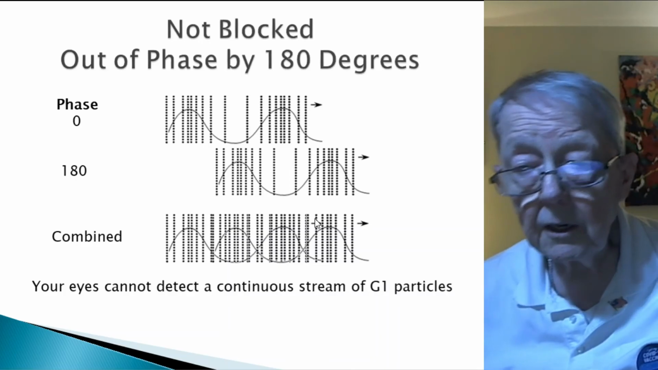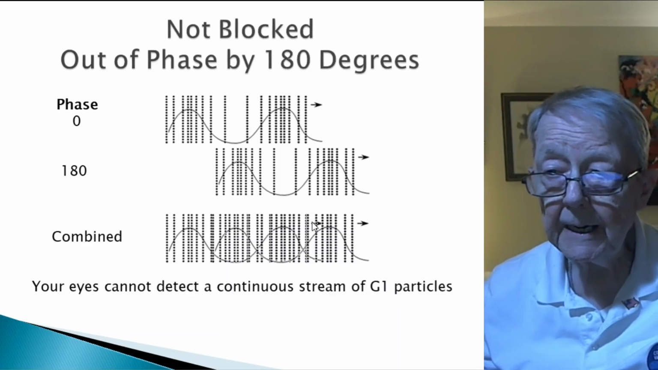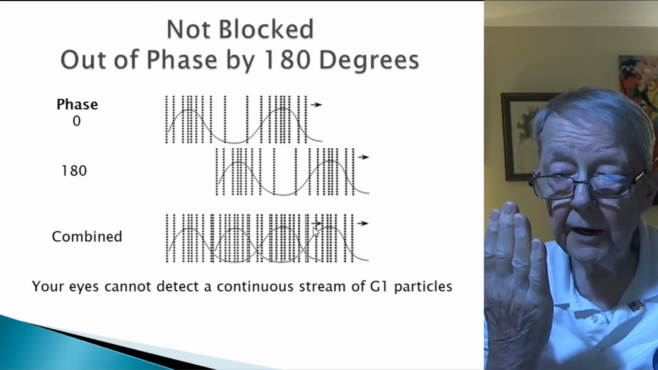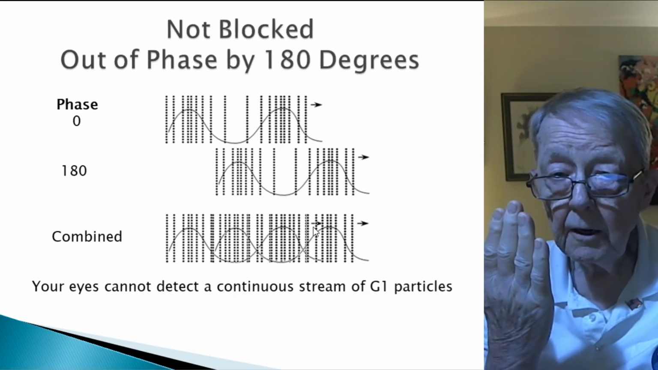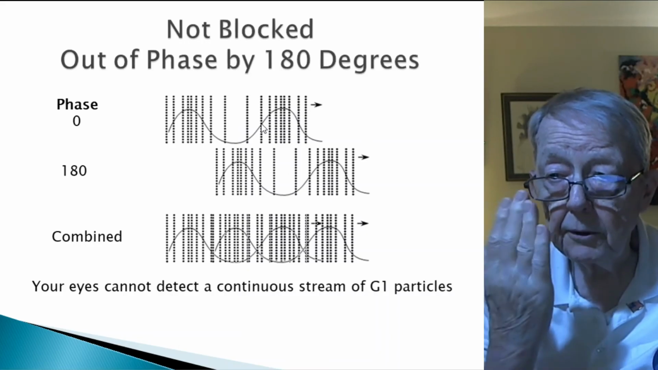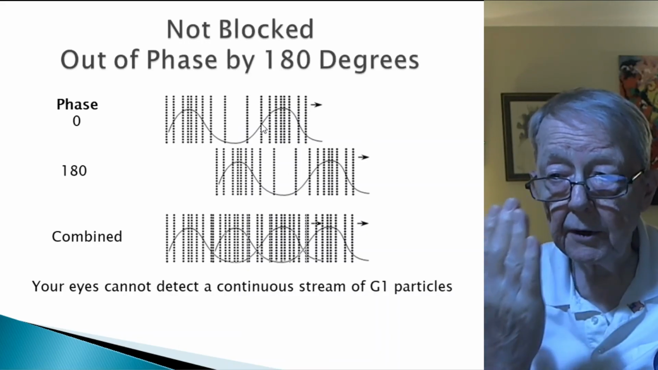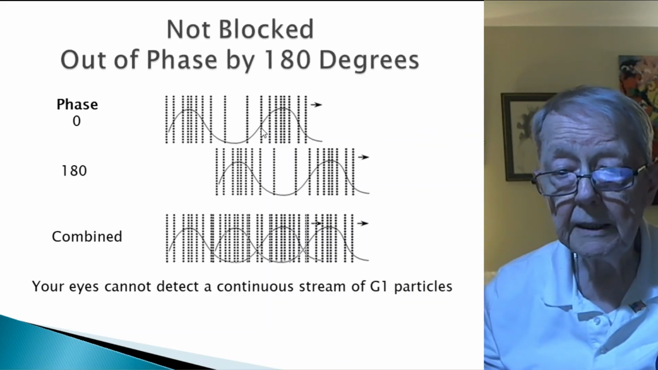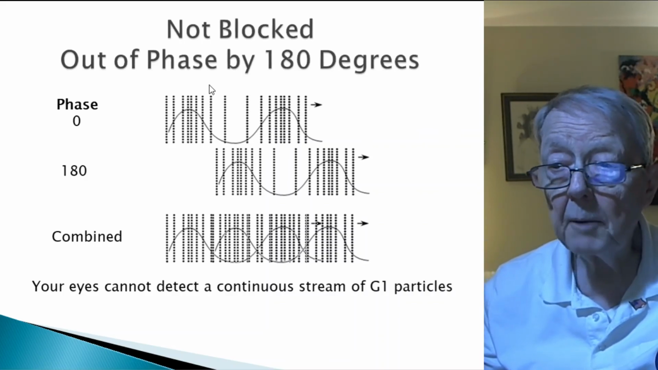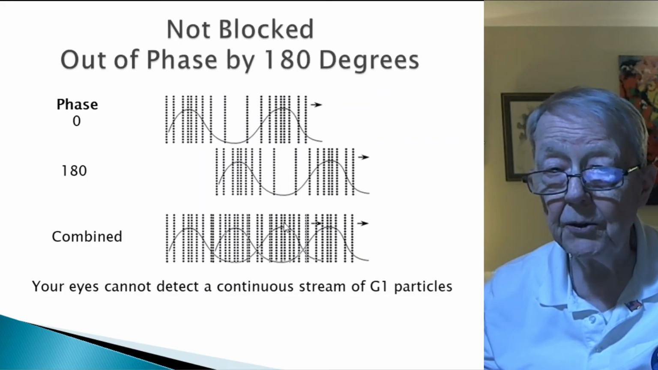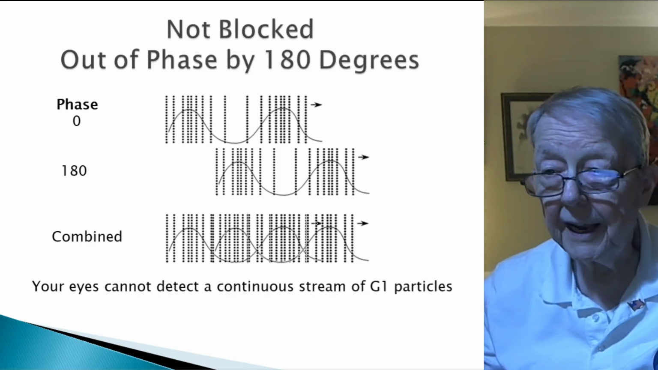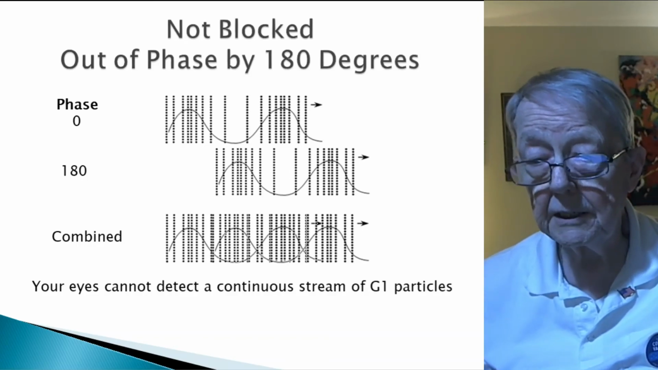Your eye looks for changes. A continuous stream will put continuous pressure on your eye, but a stream like this will put a pulsating pressure on your eye at a given frequency and send a proper signal to your eye. So they're not blocked, they're just out of phase, and you can't see it because of the AC part of this. The light is gone.